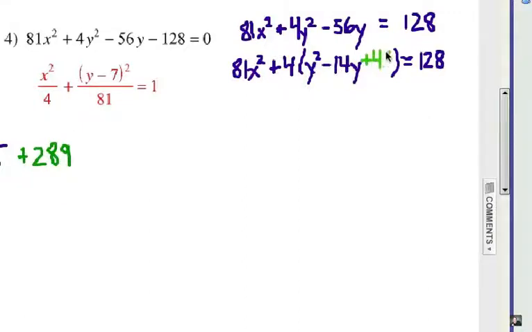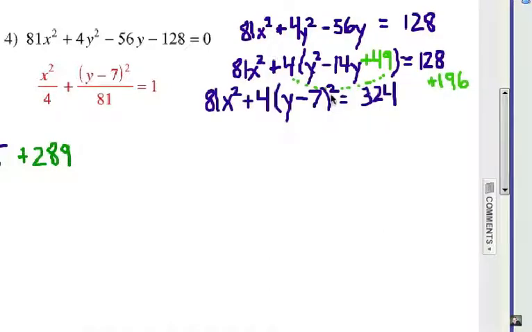That'd be 49. Now remember, we didn't just add 49 over there, we added 4 times 49, which is 196. Now we factor out this trinomial here, which would give me y minus 7 squared, and it's 324. We want to have a 1 on the right, so we're going to have to divide each part by 324, and we're going to put it in under separate terms there. And now we have to do some canceling.